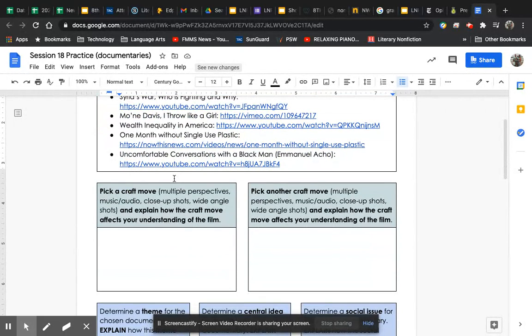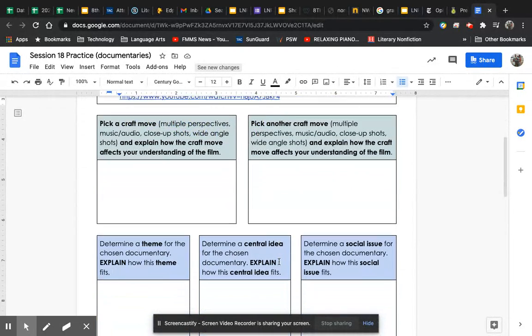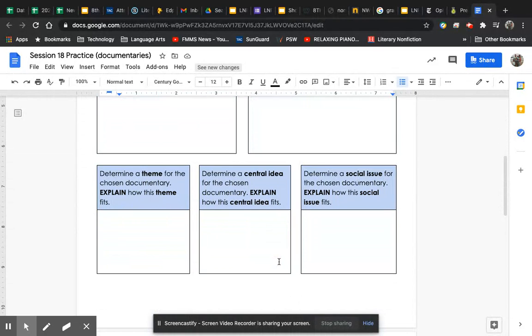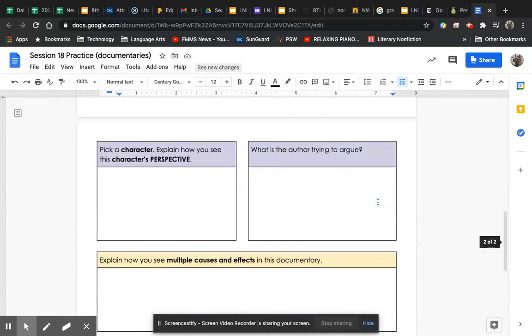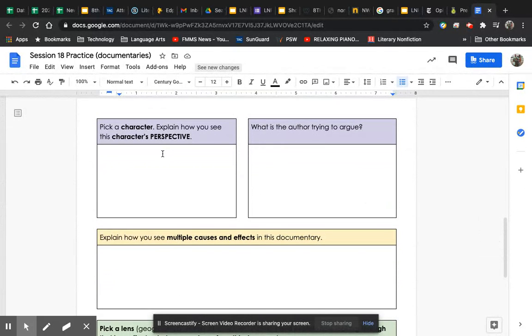documentaries. And what you're going to do is pick 2 craft moves. So whether it be a zoom in, a close-up, different perspectives, the way different people are speaking, a wide angle shot, maybe it's the music, you're going to explain how that craft affects your understanding of the film. Then we're going to go back to our skills from literary nonfiction. You're going to look at a theme and explain how the theme fits. You're going to find a central idea and explain how the central idea fits. You're going to find a social issue and explain how the social issue fits. You're going to choose a character and explain how you see this character's perspective. You're going to explain how you see how this character sees things.